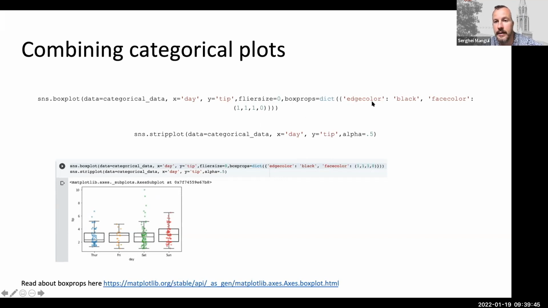We define a dictionary where we say this code 1110, which I think means that the face color is 0, but the rest of the elements are black lines. By using those two commands, you get these results. You're drawing the box plot, which is white inside with black lines, and on top you put the data points, which are 50% transparent. As a result, you can see the box plot quite nicely, but also the data points.